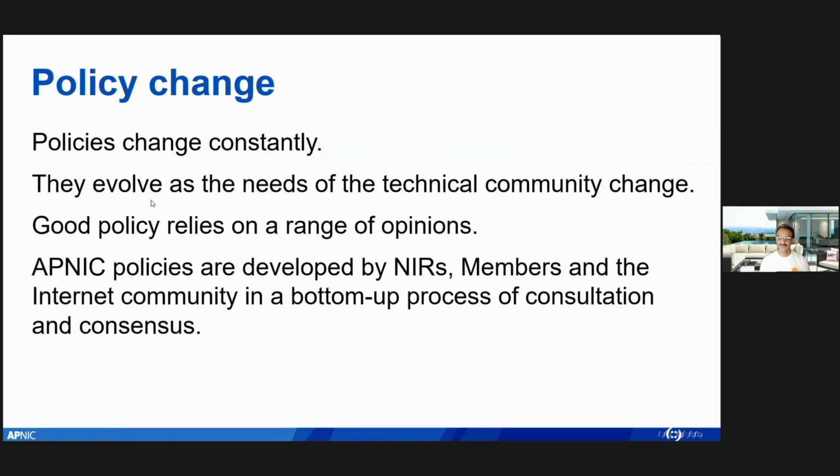And these are policies developed by NIRs, NIR members, and the whole internet community, not just the APNIC region. Even people from other regions come and participate in this bottom-up process as well. And it's an open consultation, open consensus and open consultation process.